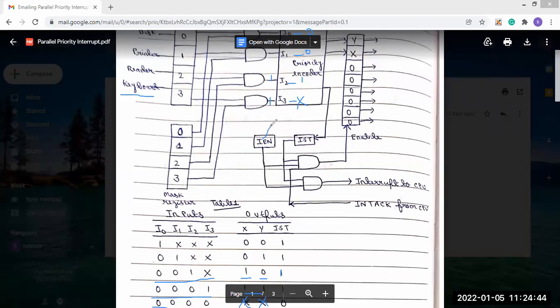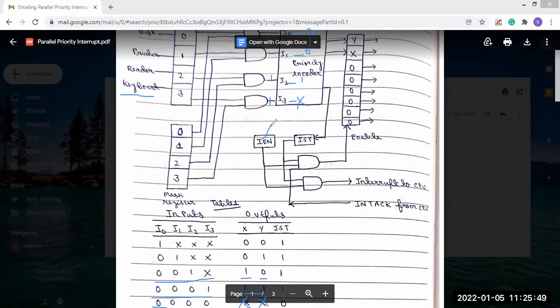And there is another thing, that is IEN. This IEN is also a flag like IST. The IST flag describes that if it is zero, no device generated the interrupt, and if it is one, some particular device generated the interrupt. But IST doesn't describe which device generated the interrupt. It only says that a device has generated the interrupt. It only has the information that among these four devices, any one has generated the interrupt, but it doesn't know which particular device.